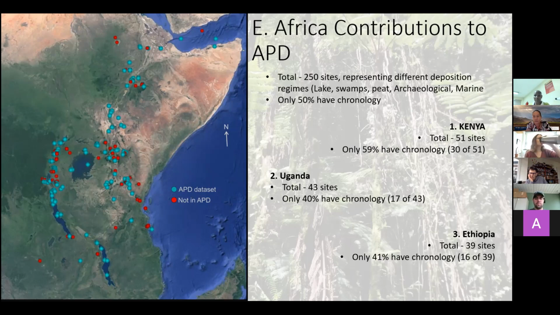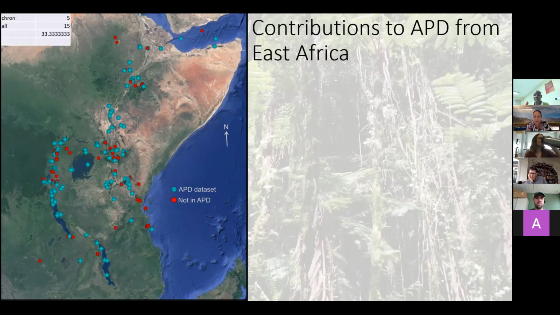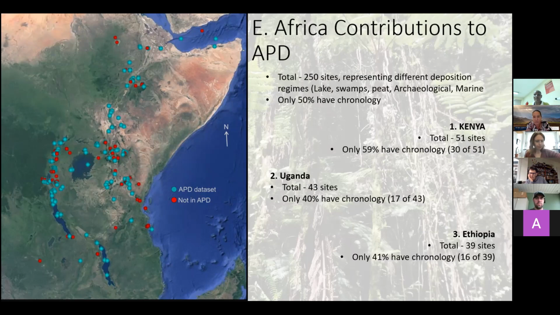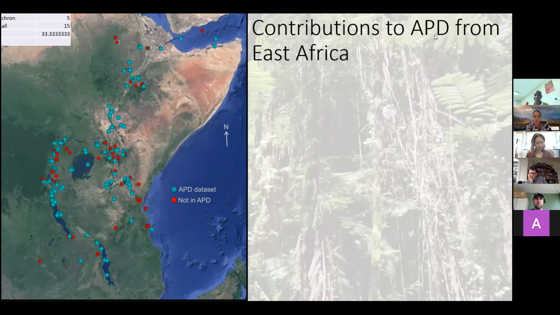In Kenya, we have 51 sites, and half of them already have a chronology. In Uganda, we have 43 sites, while in Ethiopia, we have 39 sites. Most of them range between 30 and 40 to 50% for sites that have a chronology.